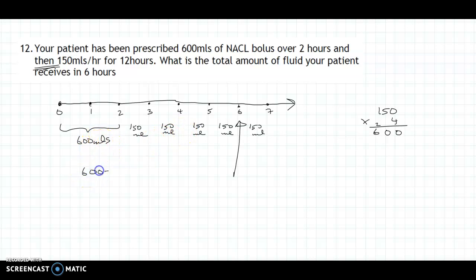So we have 600 plus 600, and that comes to 1200. So the answer is 1200 mils. Patient will have received a total of 1200 mils after 6 hours.